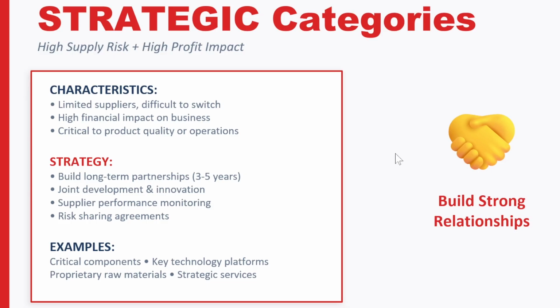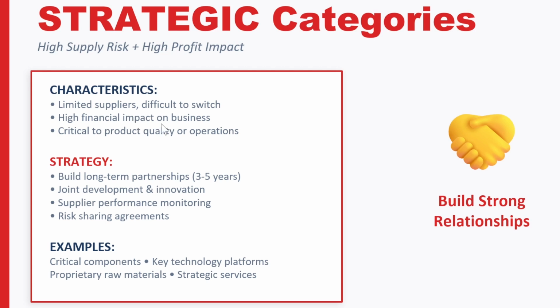So let us talk about the strategic categories first. This category consists of high supply risk and high profit impact. So what are the characteristics? The strategic category has limited suppliers which are difficult to switch. There are various categories like rare earth minerals, where there are very limited suppliers and you cannot secure the supply easily, correct?